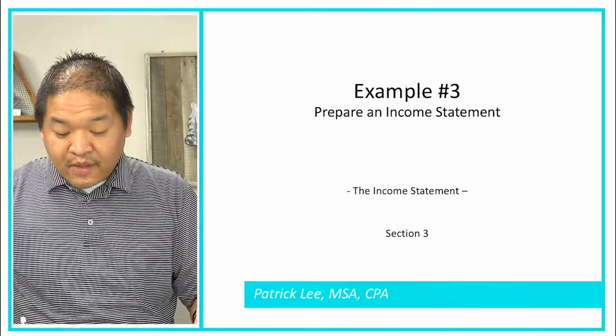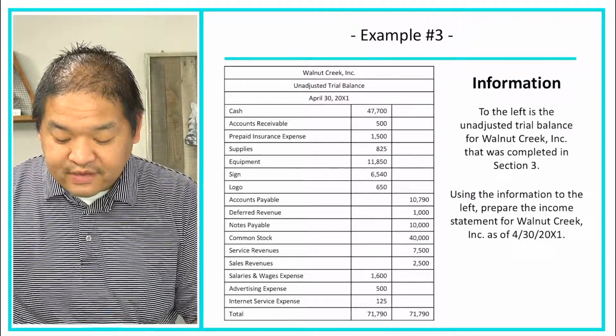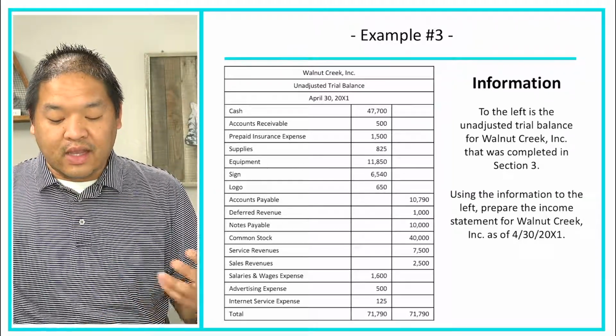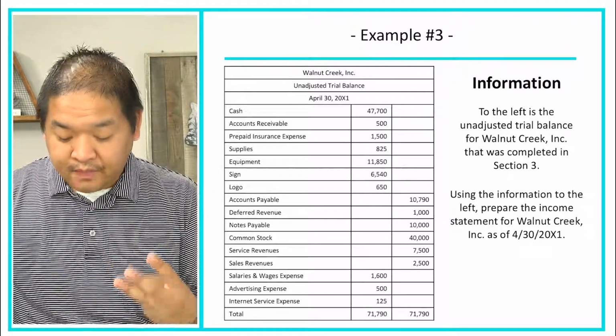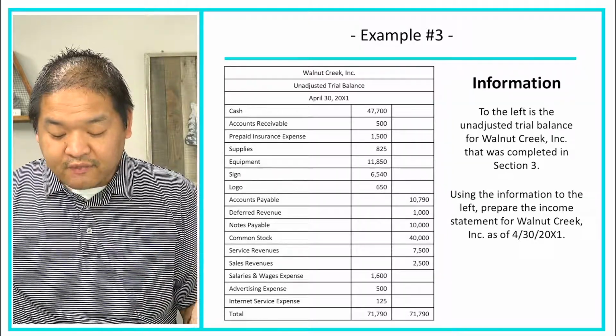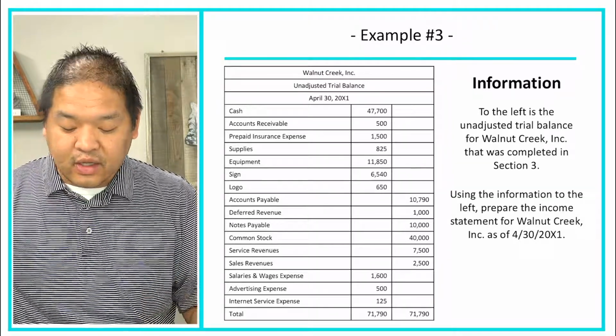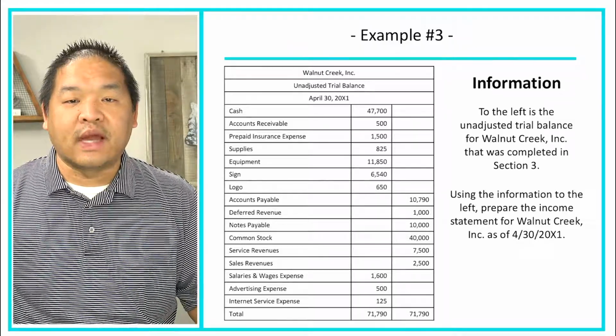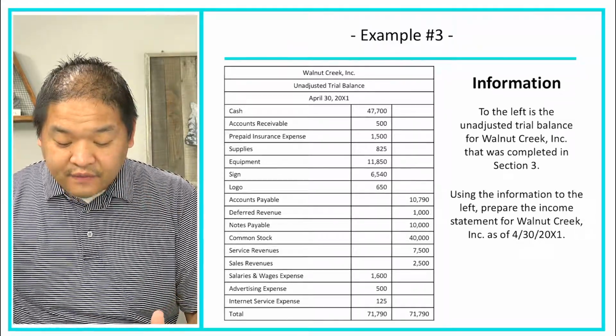So let's take a look at our question here. To the left is the unadjusted trial balance for Walnut Creek Inc. that was completed in section 3. Using the information on the left, prepare the income statement for Walnut Creek Inc. as of 4/31/20X1. All right, so we've got all of this information.